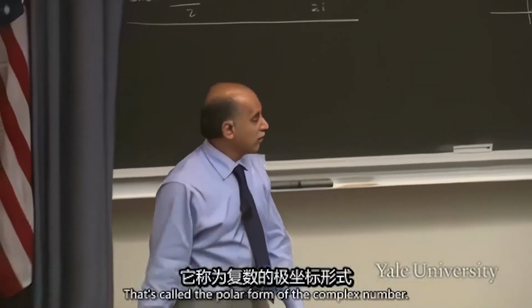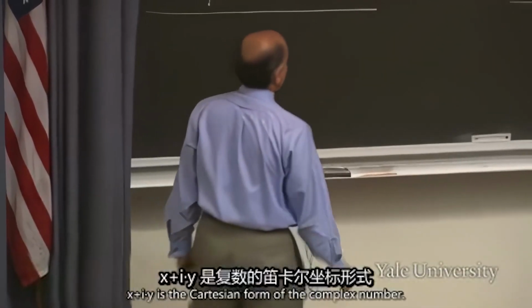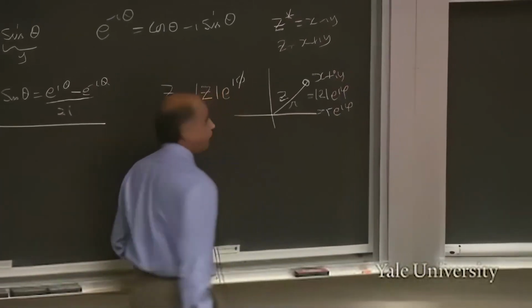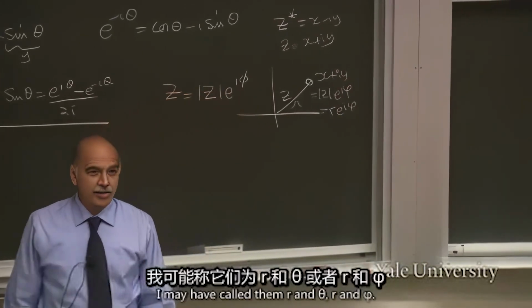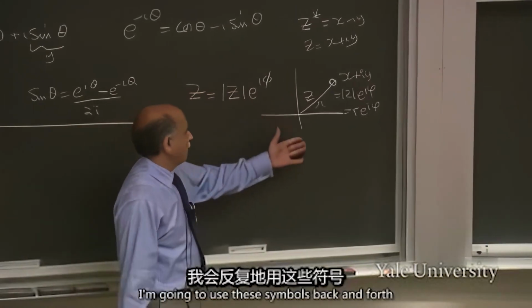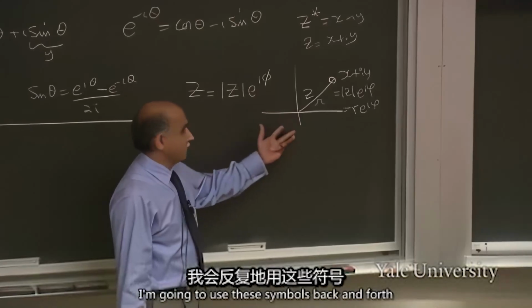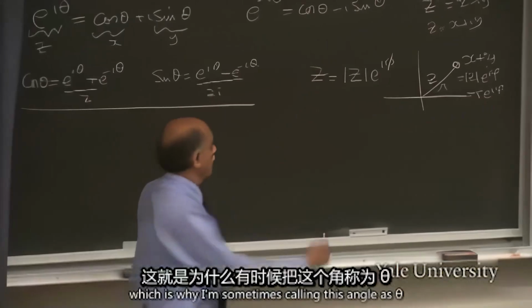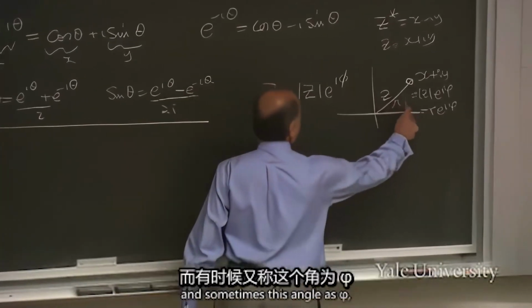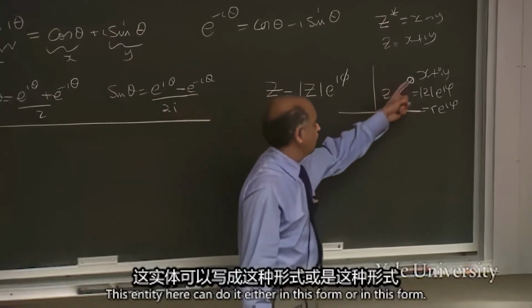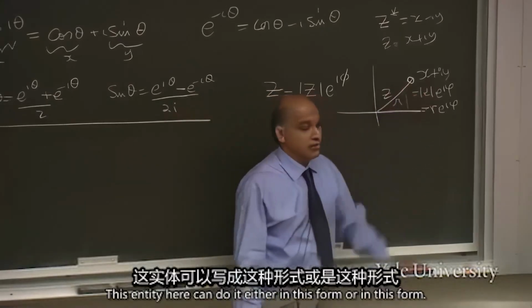That's called the polar form of the complex number. x plus iy is the Cartesian form of the complex number. I may have called them r and theta or r and phi. I just don't remember. I'm going to use these symbols back and forth because people do use both the symbols, which is why I am sometimes calling this angle theta and sometimes this angle phi. But the basic idea is the same. This entity here can be written either in this form or in this form.